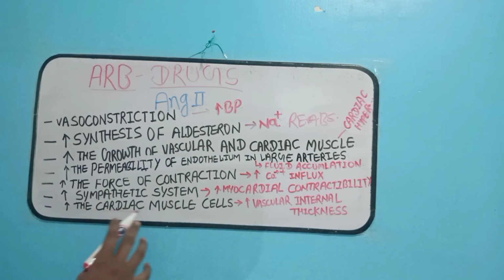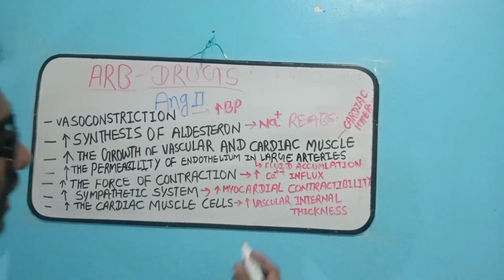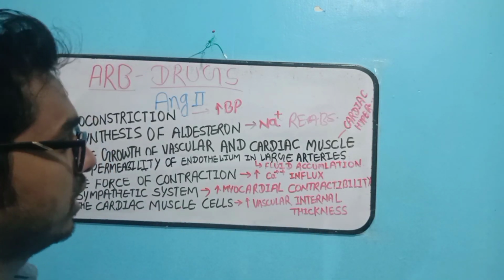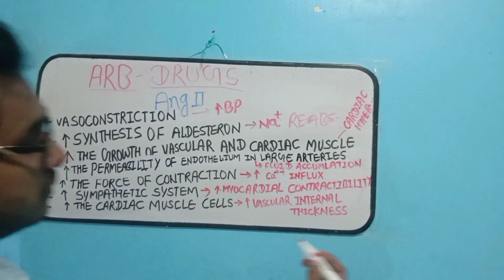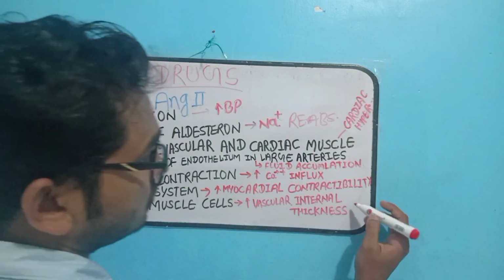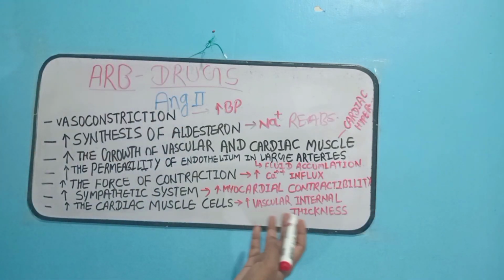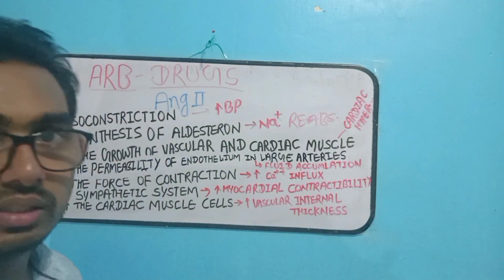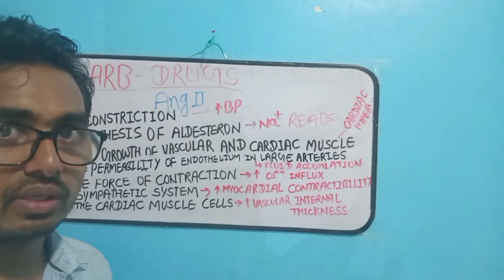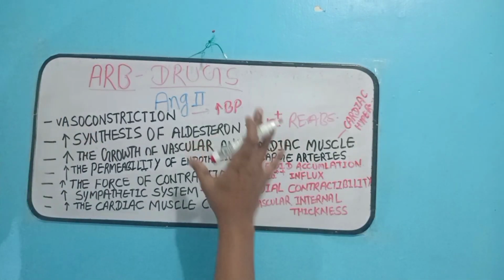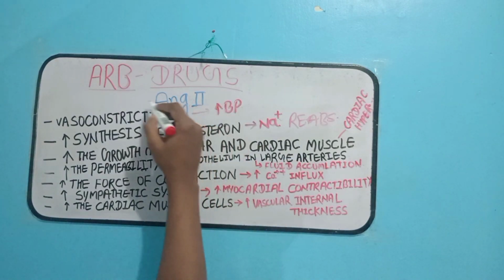It also increases the cardiac muscle cells, so that it leads to an increase in the vascular internal thickness of the heart. So when the internal thickness increases, that leads to a change in blood pressure also. So these are the main functions of the angiotensin.